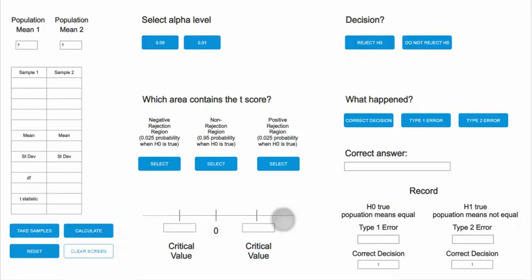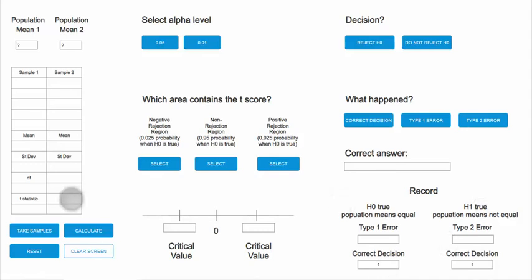So now I have a simulation in which the population means were not equal, and I made a correct decision deciding that they're not equal. So now I have a correct decision over here and a correct decision over here, because in the first simulation, the population means were equal, and I correctly decided. Here they were not equal, and I made a correct decision.